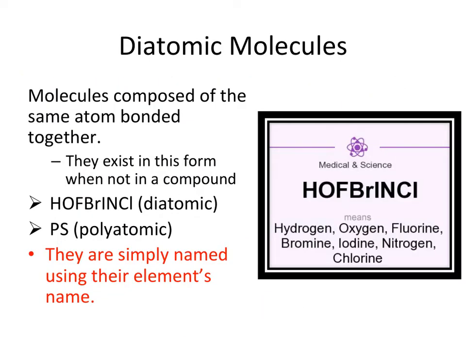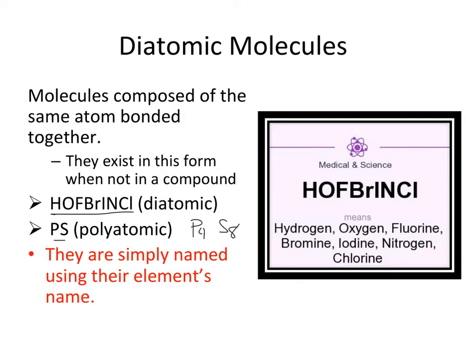Remember that diatomics are the simpler covalent molecules. It's really when we have one atom bonded to itself. These elements become diatomic molecules: hydrogen, oxygen, fluorine, bromine, iodine, nitrogen, and chlorine. And then we have P and S, phosphorus and sulfur, which become polyatomic. P goes into P4, and S goes into S8. So we'll take a look at that in a second.